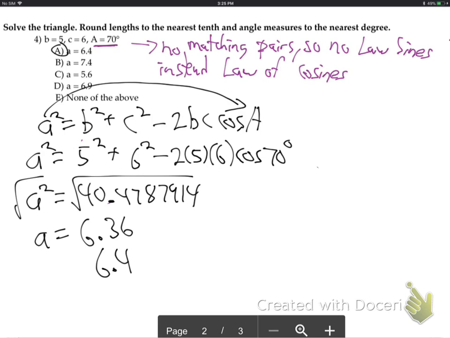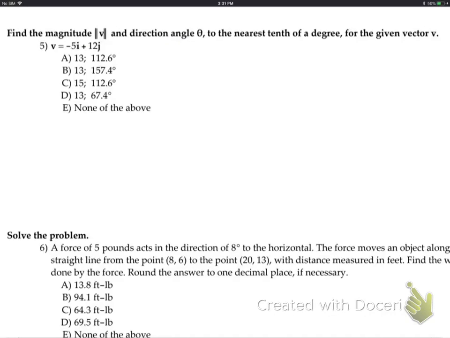How we doing? Good, got a little more time. Find the magnitude and direction angle to the nearest tenth of a degree for the given vector v. All right, so remember, how do we convert from ij, so they're giving me ij, and they want me to convert to magnitude and angle. We've been going the other way today, but we did this direction last week. And you never forget anything we do, right?